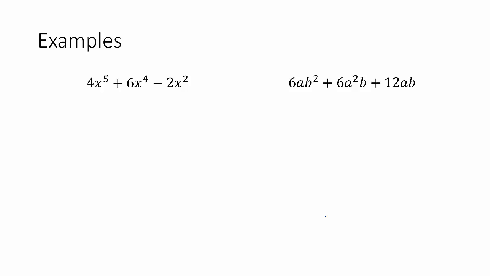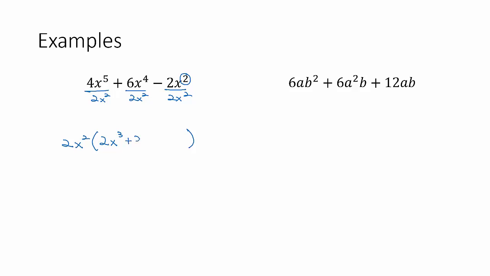So I've got two examples here. 4x to the 5th plus 6x to the 4th minus 2x squared. 4, 6, and 2 are all divisible by 2. They also all have an x. The lowest exponent is squared, so we're going to factor out a GCF of 2x squared. So I think about dividing each term by 2x squared to see what is left. On the first term, 4 divided by 2 is 2. Subtracting the exponents on x, 5 minus 2 is 3.